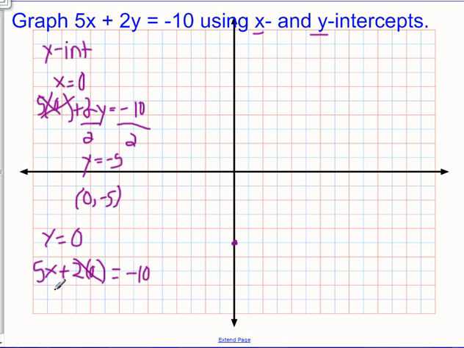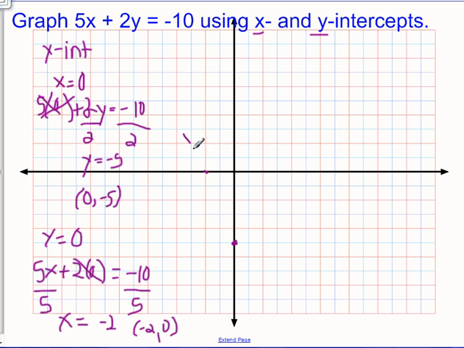Divide both sides by 5 because we're solving for just x. And then my x is going to be negative 2. So then my coordinate pair will be negative 2, 0.